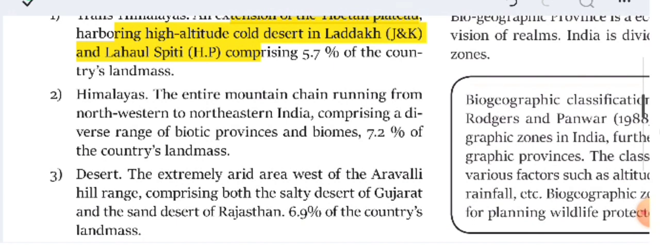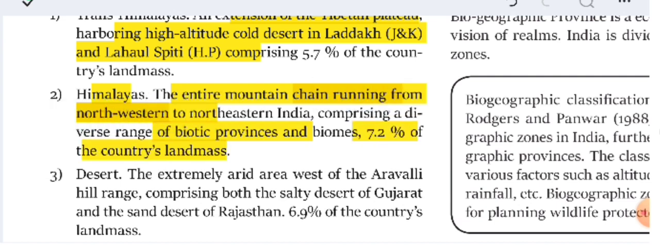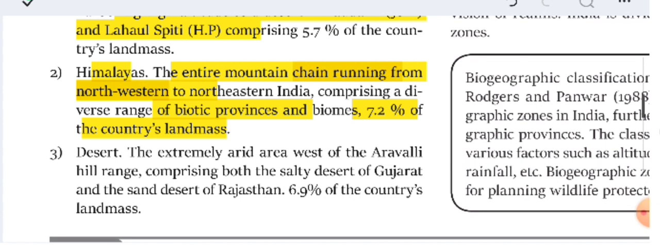Okay, next is Himalayas. So the entire mountain chain running from northwestern to northeastern India. Imagine India's map, from northwestern to northeastern, that is the range of the Himalayas, comprising a diverse range of biotic provinces and biomes, that is 7.2% of the country's landmass. Okay, 7.2%. How much was Trans Himalaya? 5.7% of the country's landmass. Now desert.